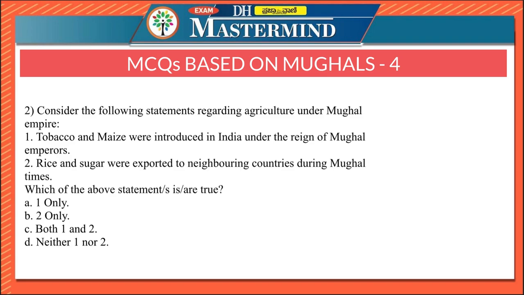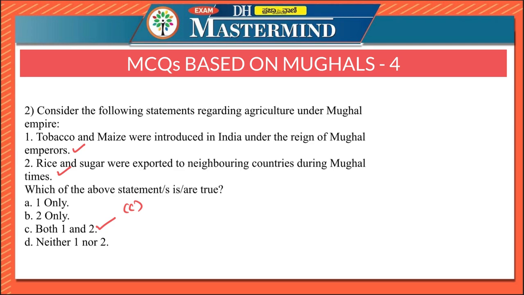Consider the following statements regarding agriculture under Mughal Empire. One, tobacco and maize were introduced in India under the reign of Mughal emperors. Two, rice and sugar were exported to neighboring countries during Mughal times. Here, both the statements are correct. Therefore, the right option is option C, both 1 and 2. As plenty of land was available for cultivation, agriculture was prosperous during the periods of Mughal emperors.